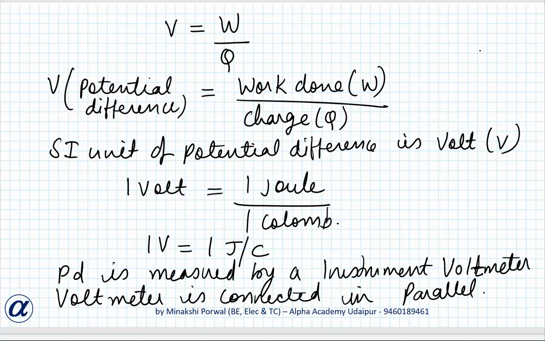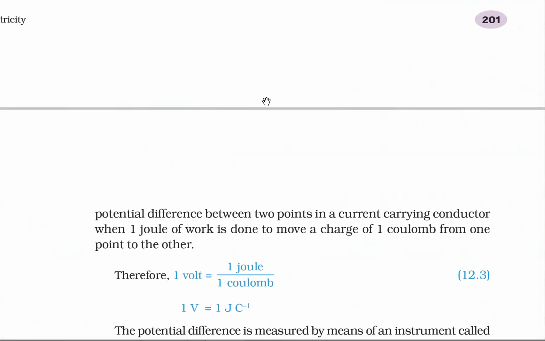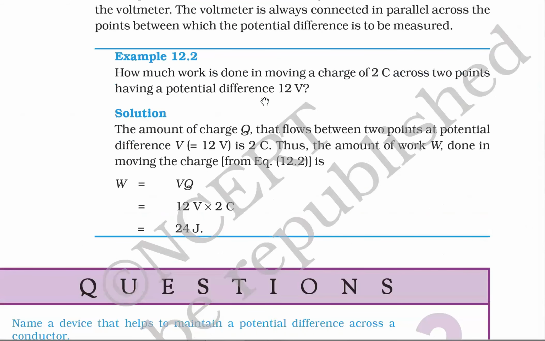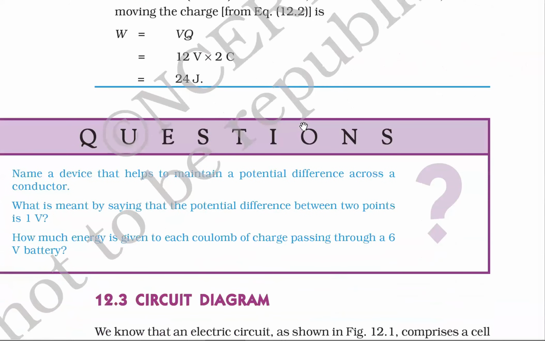Now, book exercise. How much work is done in moving a charge of 2 coulomb across 2 points having a potential difference of 12 volt? So, charge Q is given as 2 coulombs, potential difference is given as 12 volts, and we have to find work. So, W equals Q into V. Q is 2 and V is 12, so it will be 24 joules.